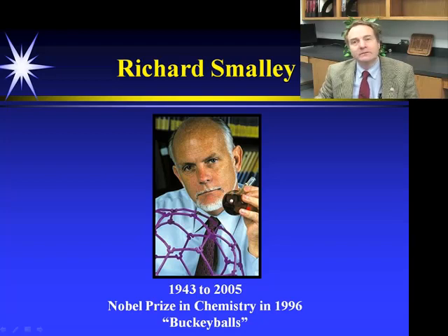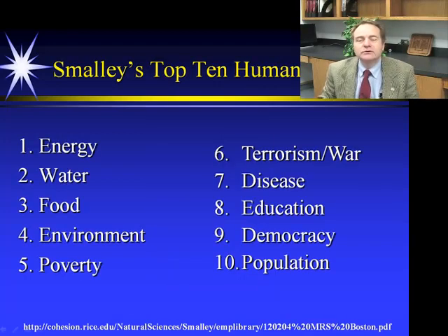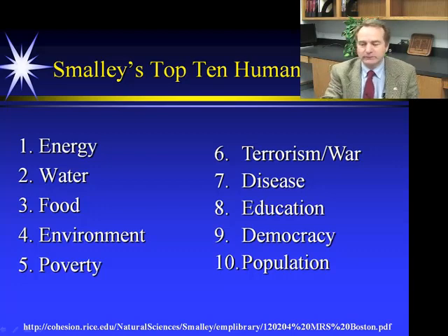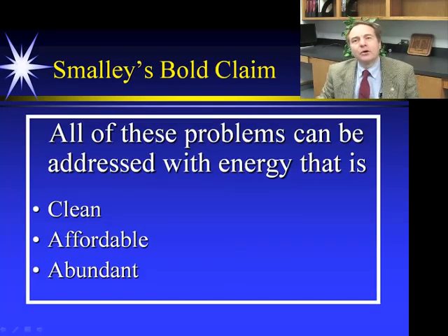He became very famous for this discovery and started teaching all over the world, and he introduced his top 10 human problems, which you can see here: energy, water, food, the environment, poverty, terrorism and war, disease, education, democracy, and population problem. Well, he made a bold claim. He said all of these problems can be addressed with energy that is clean, affordable, and abundant.